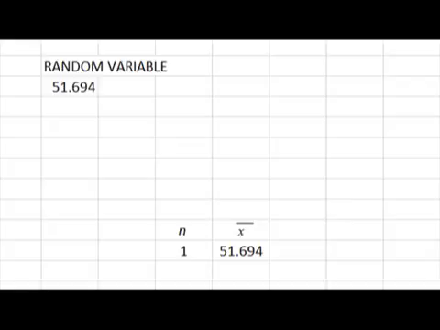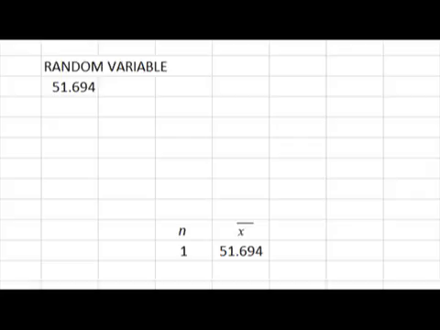This is the first of a sequence of 2 videos to demonstrate what I think is the most important concept of inferential statistics, that is the central limit theorem, and how you can use the central limit theorem and sampling distributions to make inferences about a population.